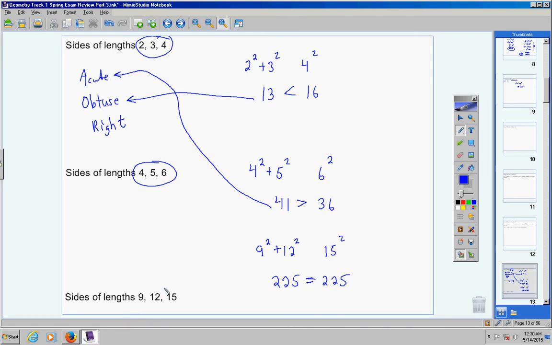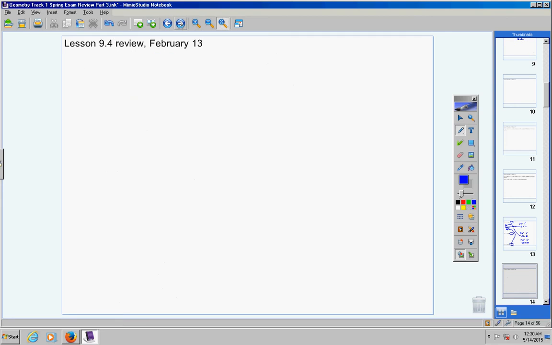So a triangle with these three lengths will always be a right triangle. A triangle with these three lengths here will always be an obtuse triangle. A triangle with these three lengths here will always be an acute triangle. Know this, memorize it, and we're moving on. Okay, lesson 9.4.